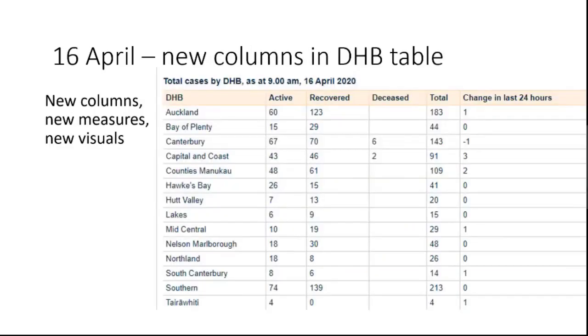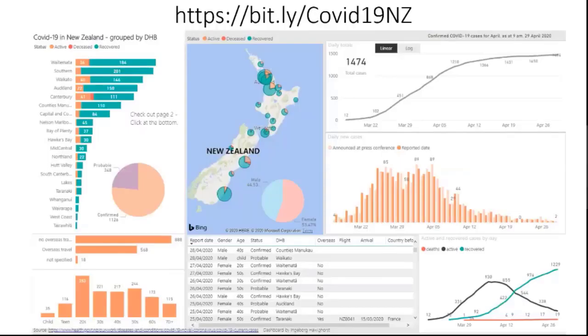By the 16th of April, we had new columns in the DHB table, which were welcome because they showed, broken down by DHB, what the active and recovered cases were, and I could finally build my version of the dashboard. This is the last update that I did here, with the recovered cases stacked on top of the bars and also added into the little dots so they look like little pie charts on the map.